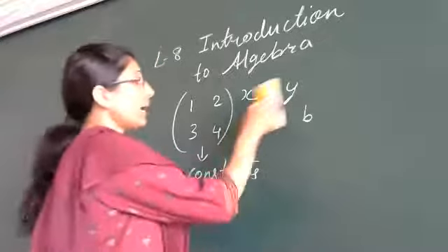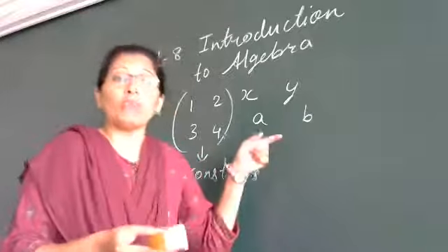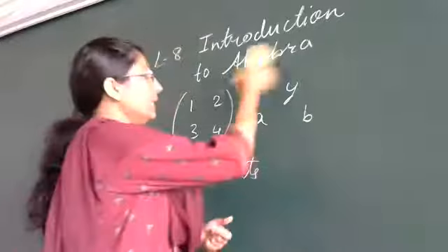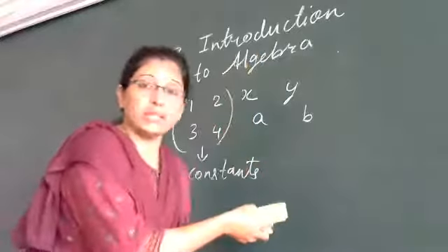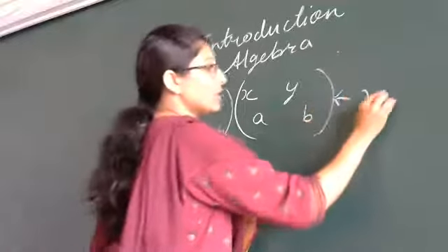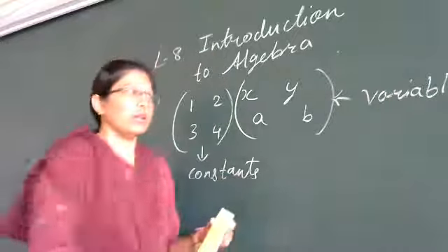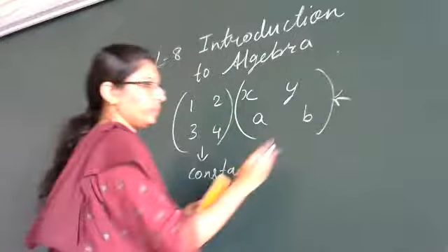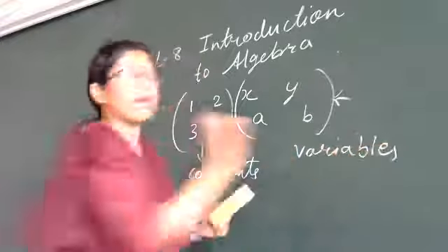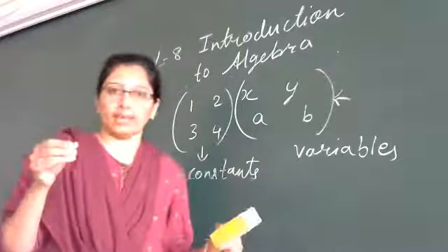But x, y, a, b, these are the letters, these are the symbols. We don't know their exact value. So these letters, these symbols, are known as variables. Variables will not have an exact value. We need to find the exact value.